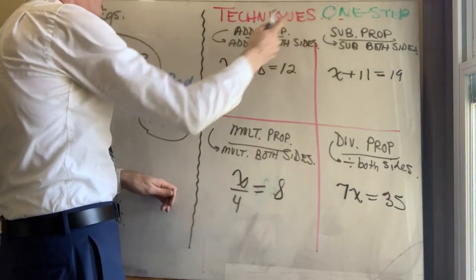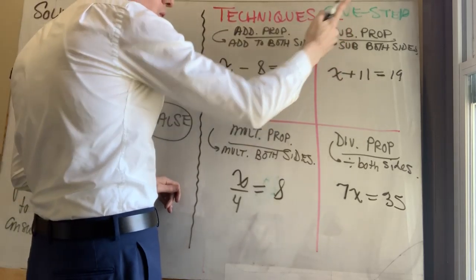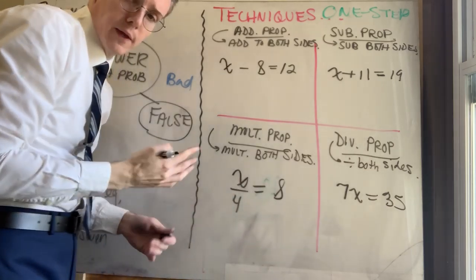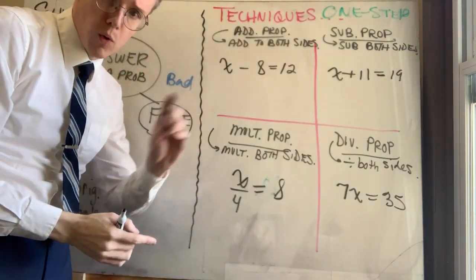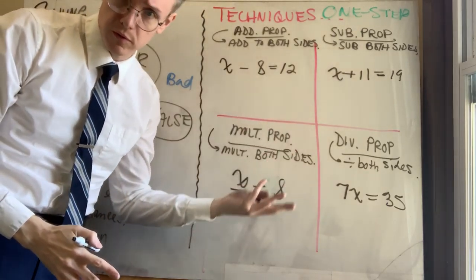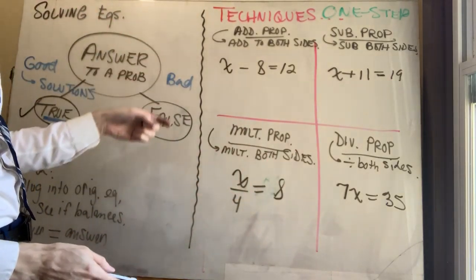This is a one-step algebraic equation. This is a one-step algebraic equation. As is this. Why do they call it that? Because they only involve one operation. If you have more than one, they might call it a two-step or a multi-step. All right. But these involve just one thing each.